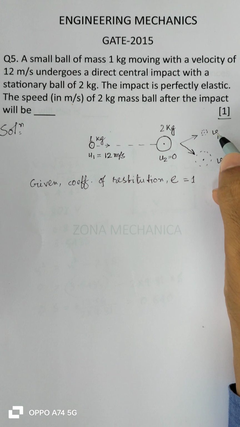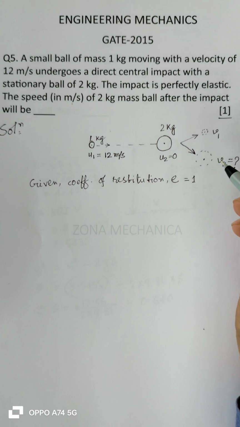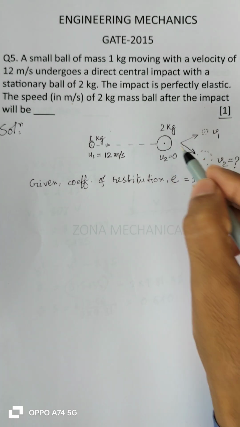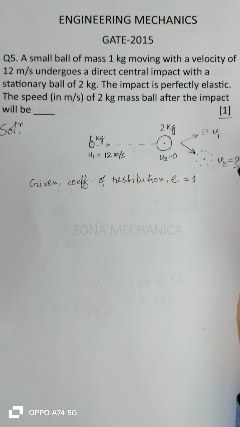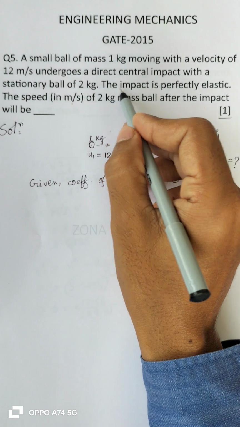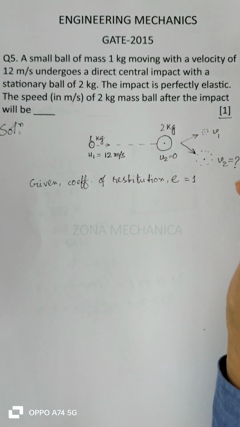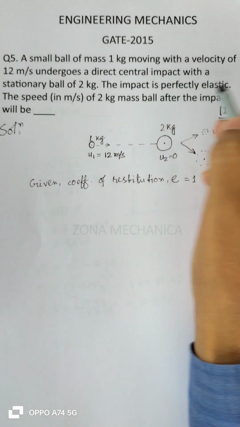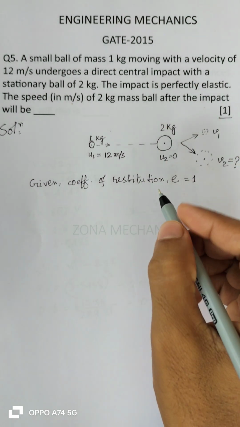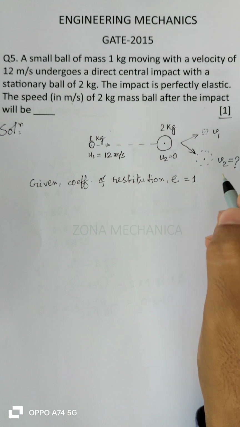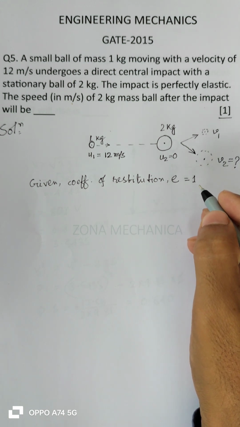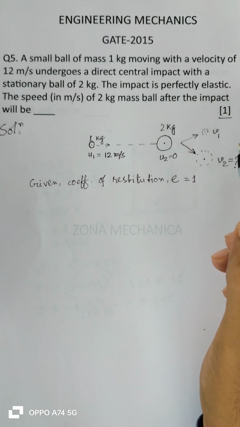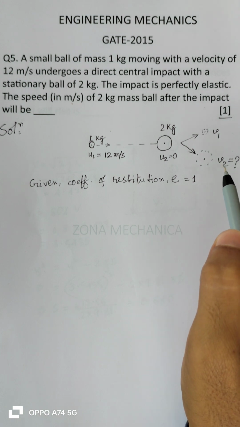That is, if v1 is the velocity of the small mass after the collision and v2 is that of the 2 kg mass ball, then what is the value of v2? This is the question. See, it is told that the impact is perfectly elastic. So what does it mean? It means the coefficient of restitution, that is e, is 1. We know the coefficient of restitution e is equal to 1 for a perfectly elastic collision or impact.